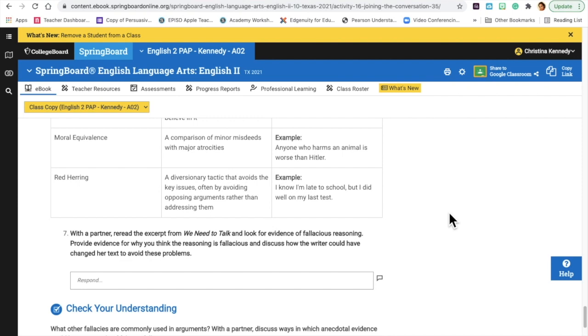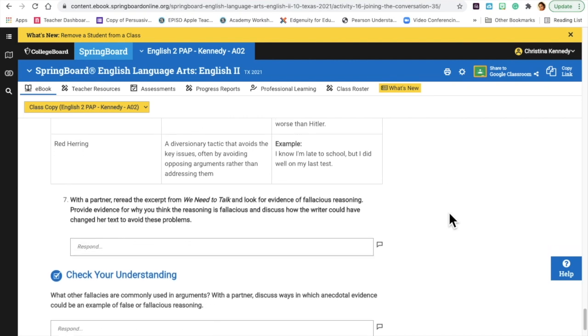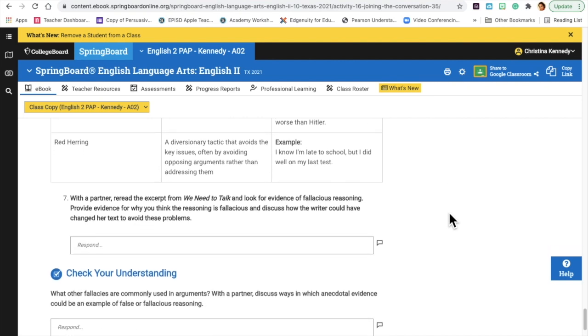A red herring, you guys do this, come on. My kids do this. It's you guys giving a diversion. So you're going to avoid the actual key issues by addressing something else. I love the example they give you. I know I'm late to school, but I did well in my last test. Come on, you guys just do that in class too. Don't pretend. Especially you 7th period, I'm looking at you.